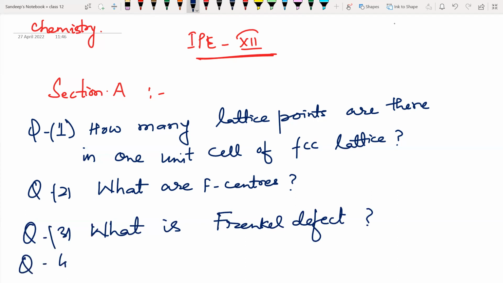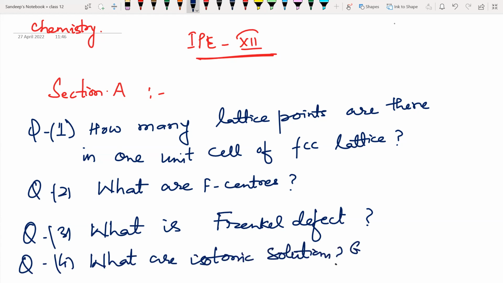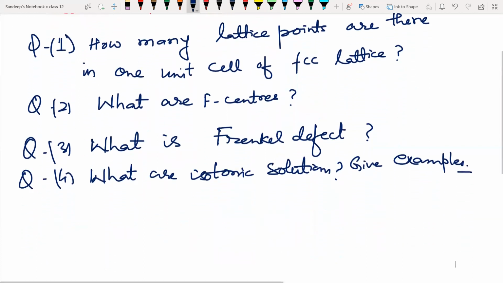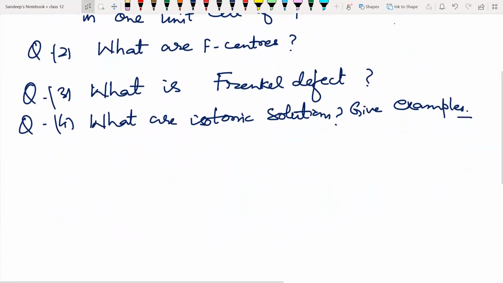Next question is, what are isotonic solutions? Give examples. So you know that solutions which have the same osmotic pressure at a particular temperature are called isotonic solutions. 0.9% saline solution is isotonic with blood. So that you can remember.